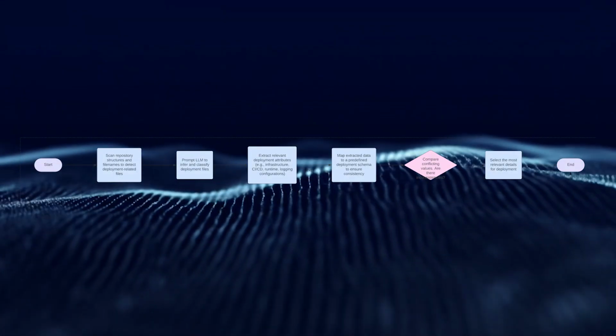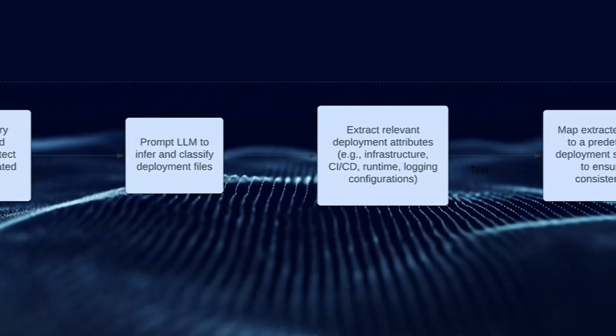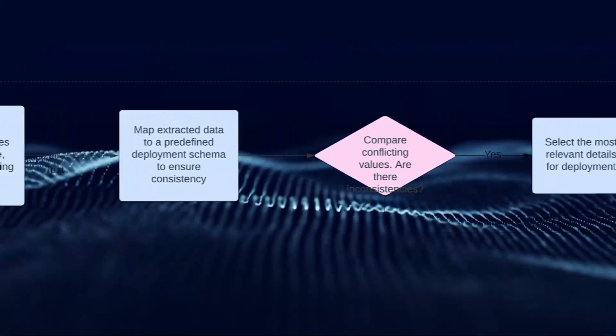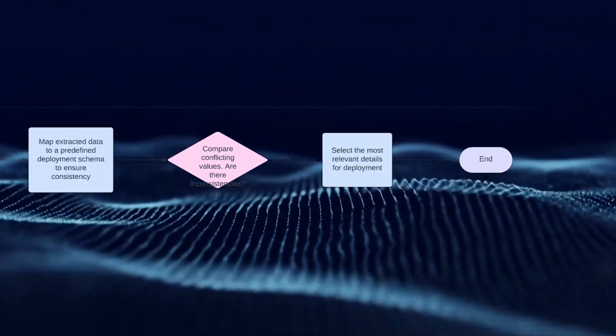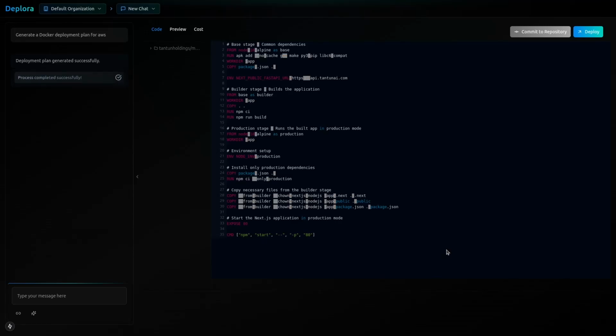After that step, Deplora takes over. It analyzes the selected project to identify deployment-related data, such as infrastructure requirements, dependencies, and configurations. Using this information, Deplora determines the best deployment strategy tailored to the project's specific needs. The system begins generating the deployment plan based on the chosen configuration. This step marks the beginning of a seamless, automated deployment process.